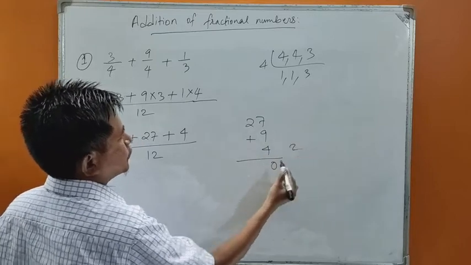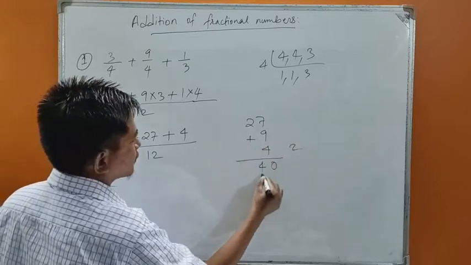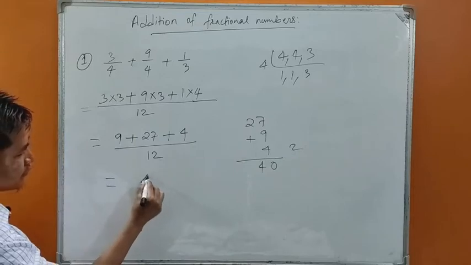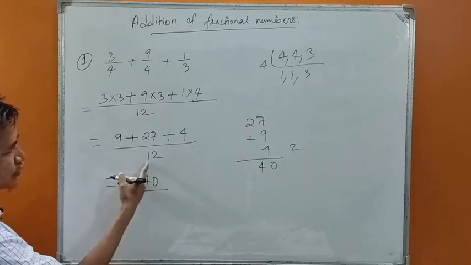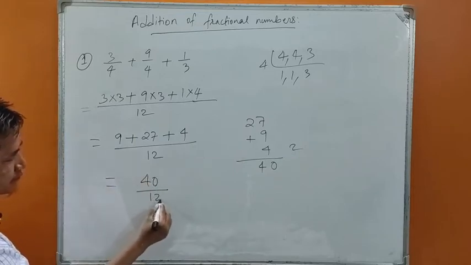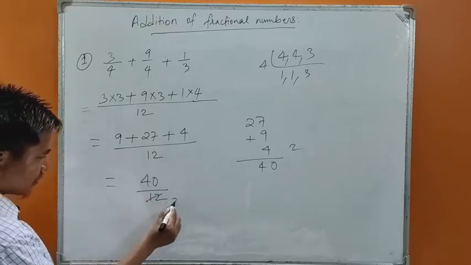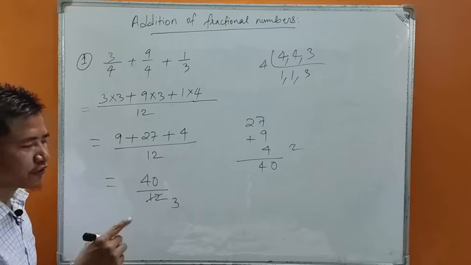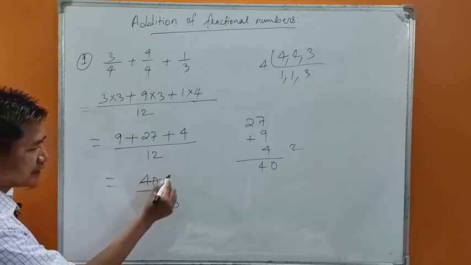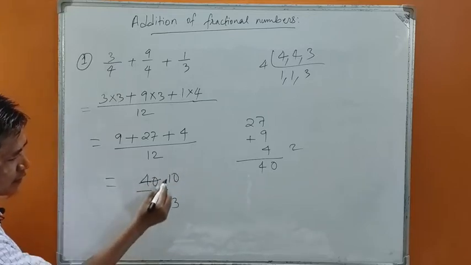0, 2. 2 plus 2 is 4, isn't it? 40. So we have 40 here, and in the denominator we have 12. Are you getting me? Yes. So 4 3s are 12, 4 10s are 40. So 10 upon 3, isn't it?